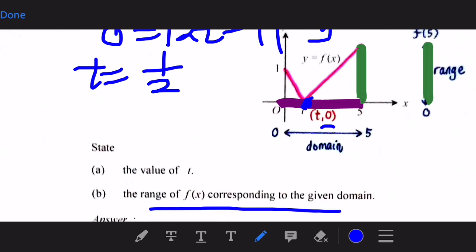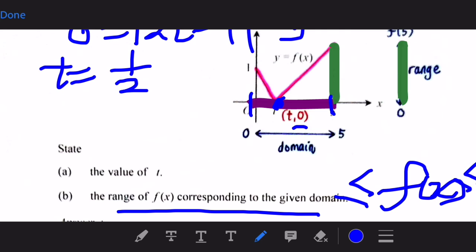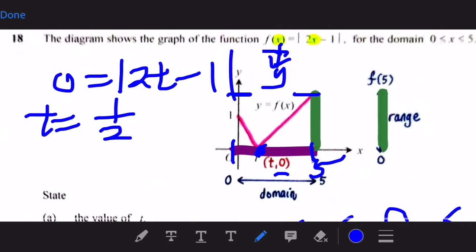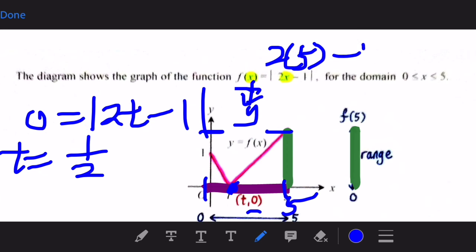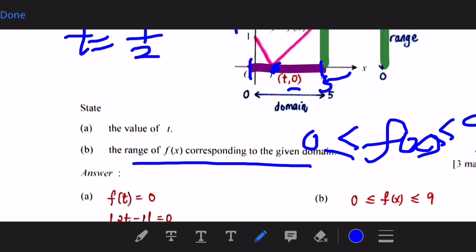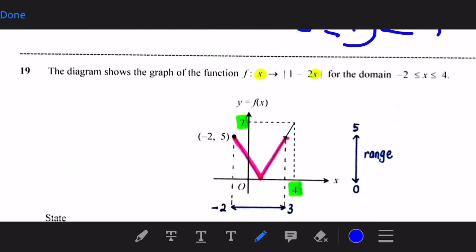Right, so for the range of the corresponding given domain, for the purple one, you have to study the y value from minimum to maximum. Normally for range, we write the values of y from lowest to highest. Here you have to find it on your own. You have the 5 here, so you substitute into the function: 2 times 5 minus 1, which is 9, right? So the y value is 9 for the domain 0 to 5. You can write the answer like this. Make sure you include 0 and 9. Or you can give the answer like this, it's still acceptable.